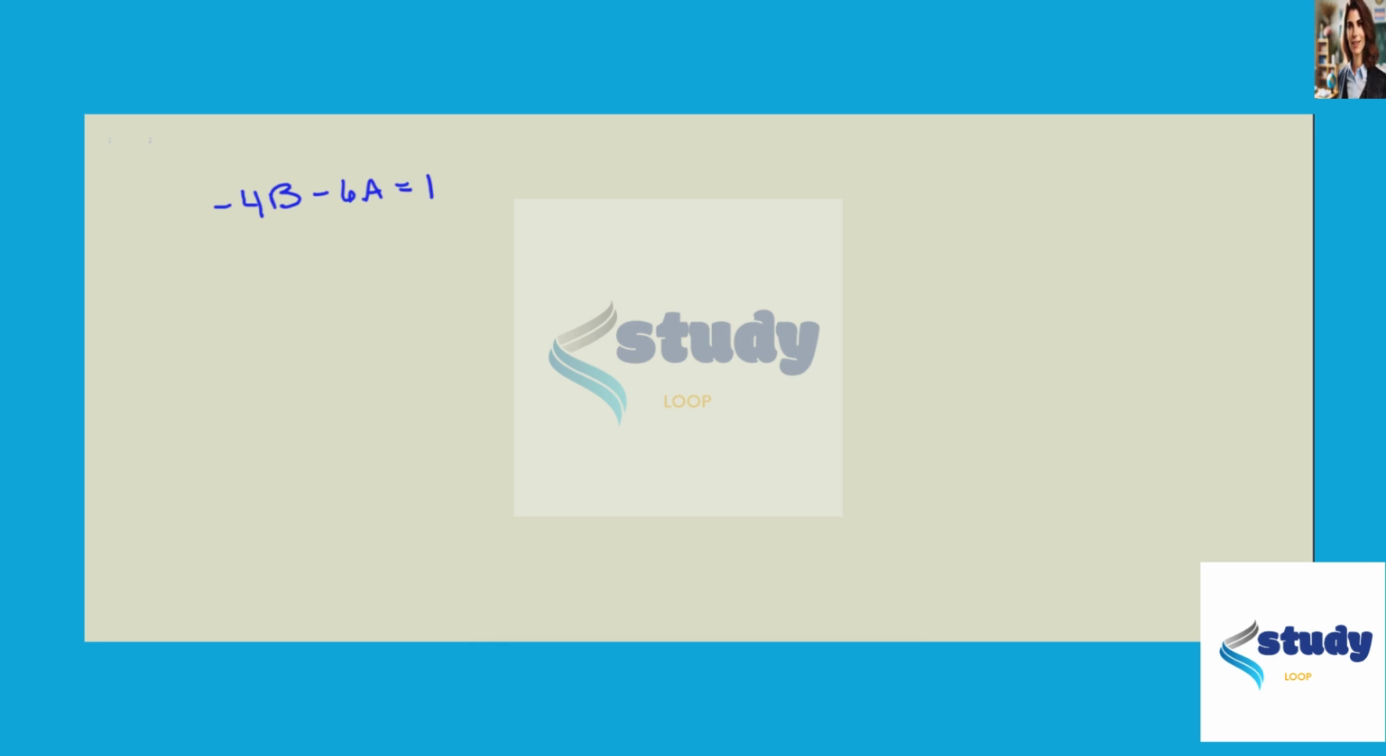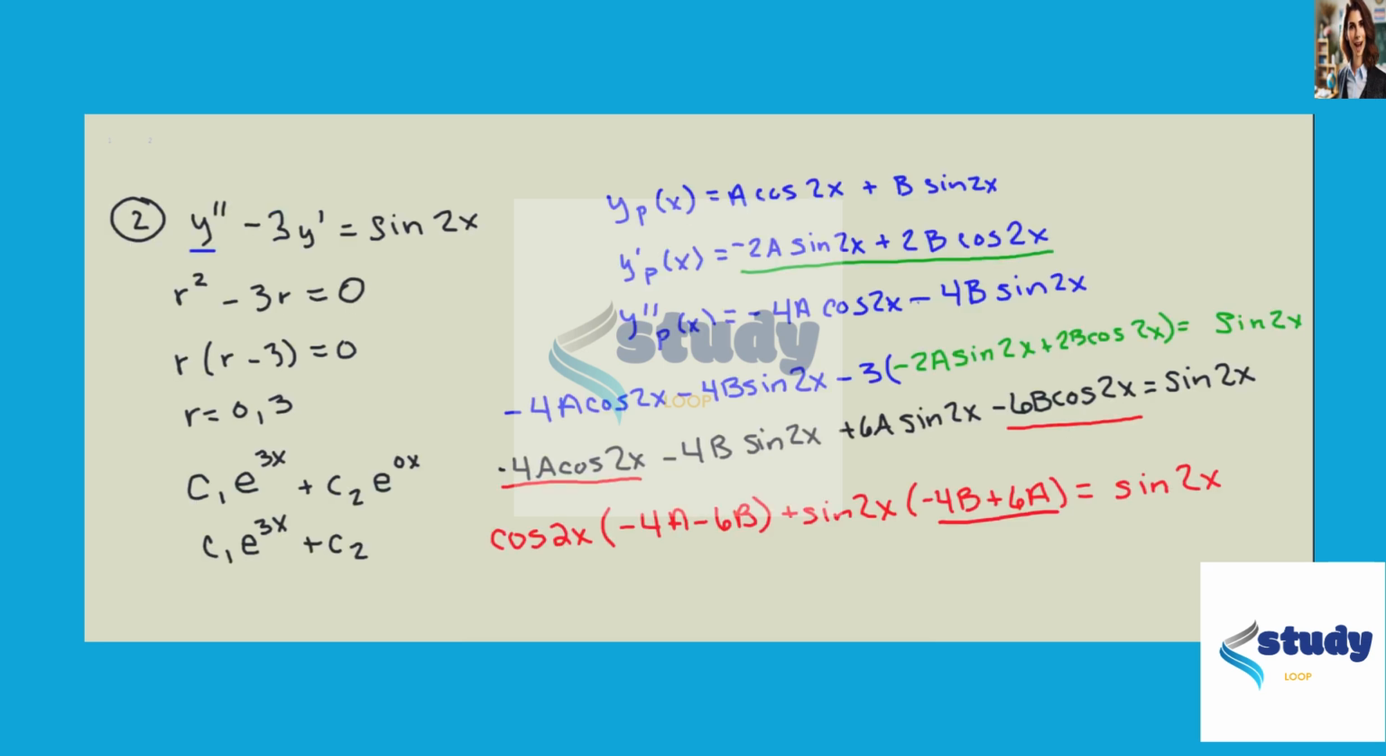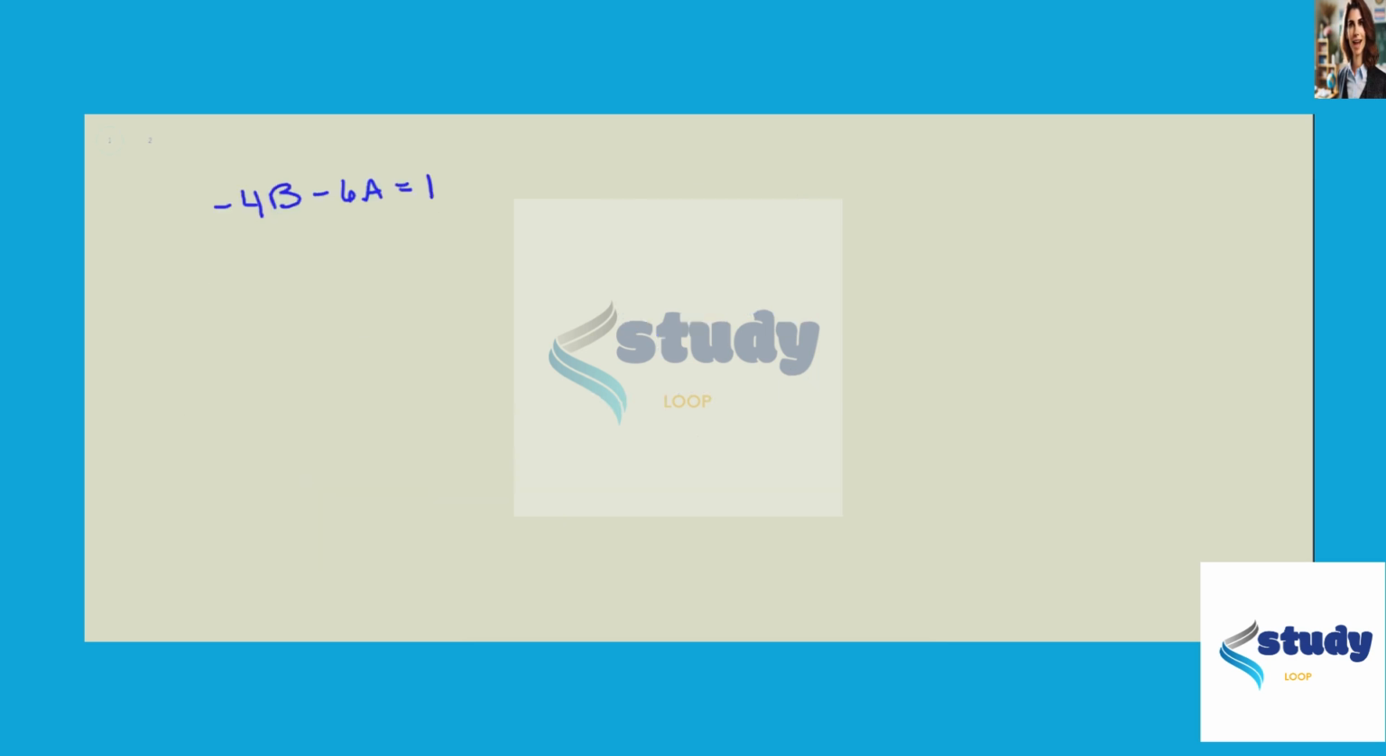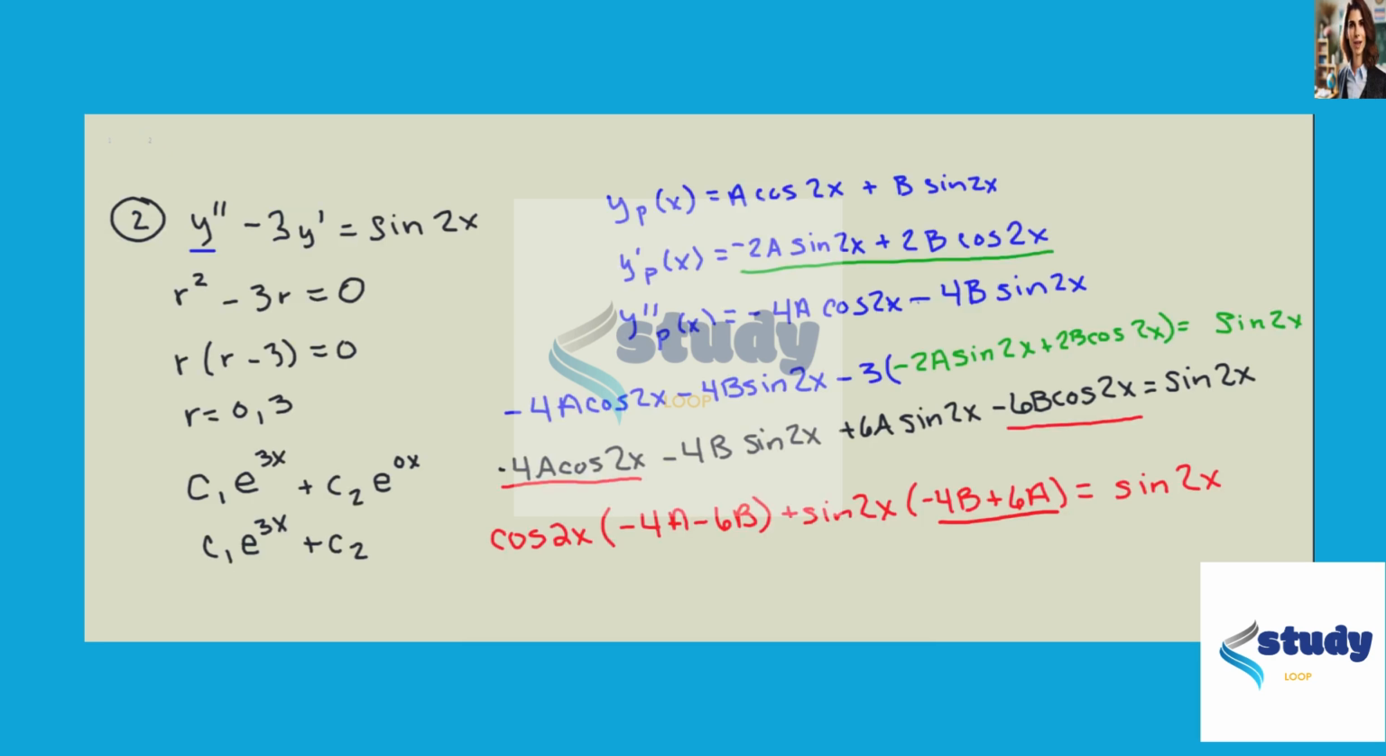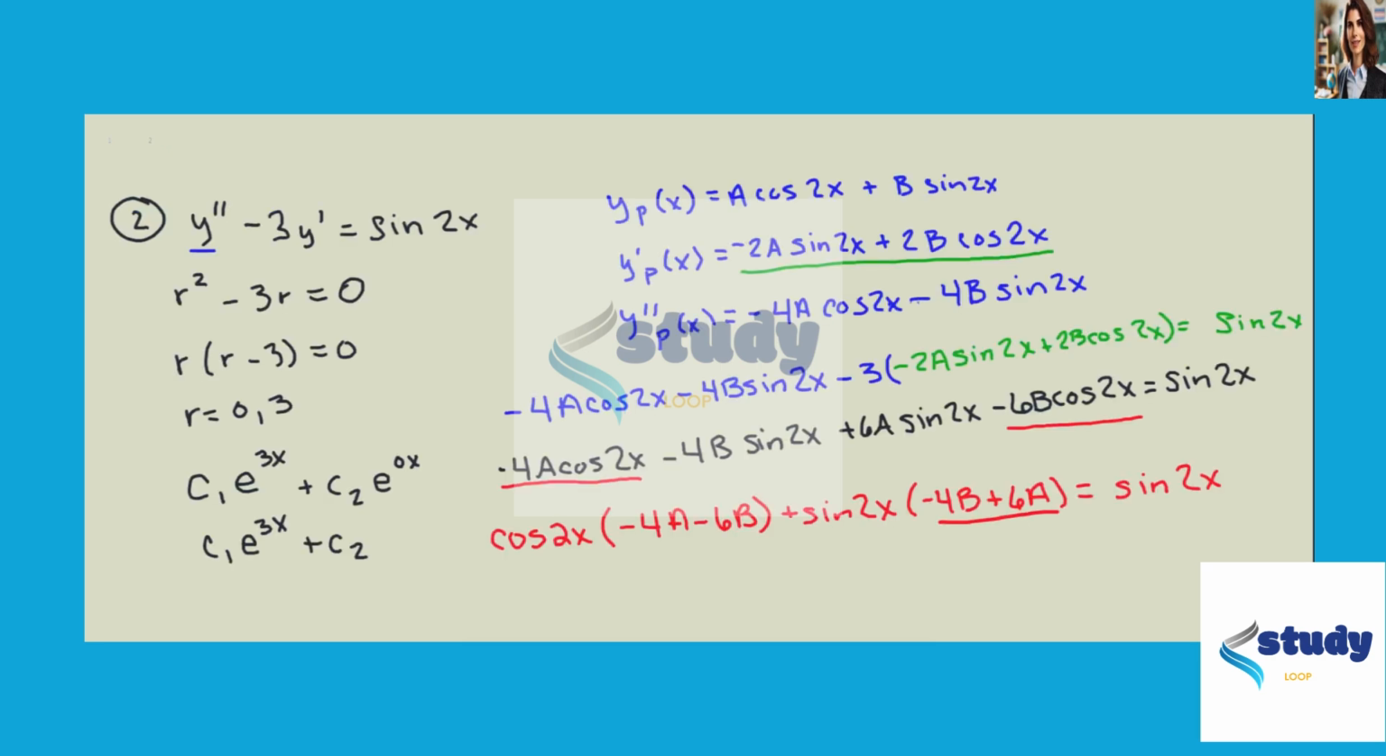So negative 4b plus 6a equals 1, and negative 4a minus 6b equals 0.